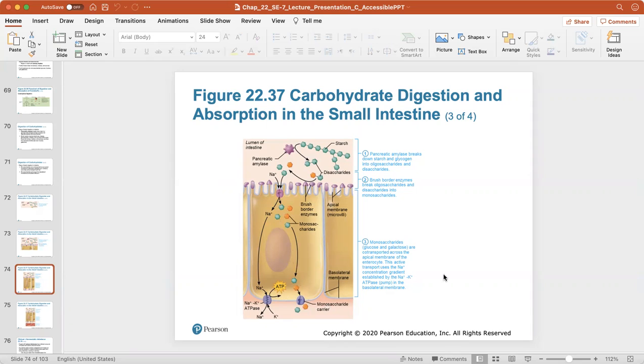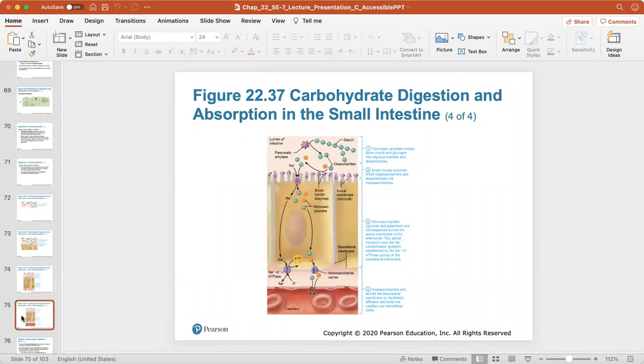So these monosaccharides, glucose and galactose, are co-transported across the apical membrane of the enterocyte. And this active transport uses the sodium concentration gradient established by a sodium-potassium ATPase pump. So this is another part of the body where you need ATP. Finally, these monosaccharides exit that cell, and then they cross the basolateral membrane by facilitated diffusion and eventually enter the capillary via the intercellular clefts.